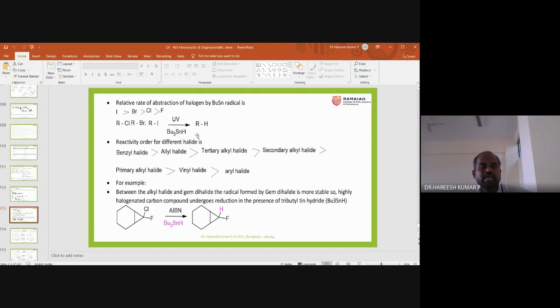Tributyl tin hydride will act as a source of hydrogen radical. So that is how a halide is replaced with hydrogen.